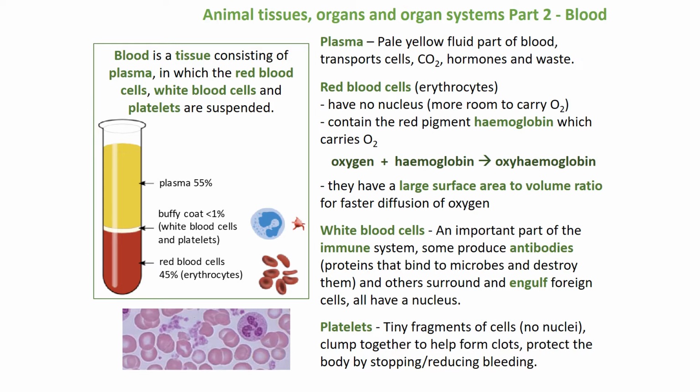Now, red blood cells also have an adaptation that they've got that special shape, which means that they've got a large surface area again, which means that oxygen can diffuse very quickly into the red blood cells.